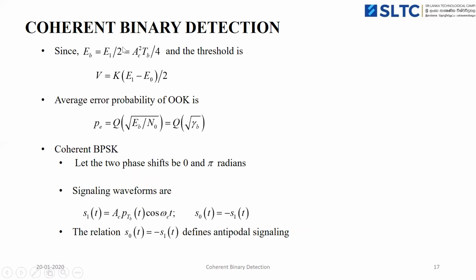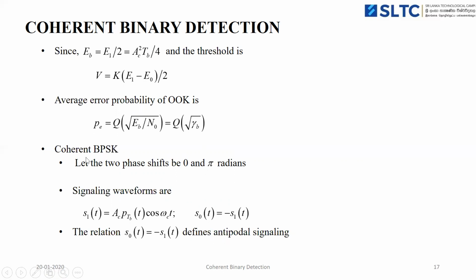And for OOK modulation, the average bit energy E_B is half of E1, so E1 by 2. It will be equal to A_C squared T_B by 4. The threshold for OOK is K into (E1 minus E0) by 2, meaning the difference between the bit energy of binary bit 1 and the bit energy of binary bit 0, divided by 2. And the average error probability for OOK modulation is P_E equal to Q of square root of E_B by N_0, or Q of square root of gamma_B, where gamma_B is the signal to noise ratio.